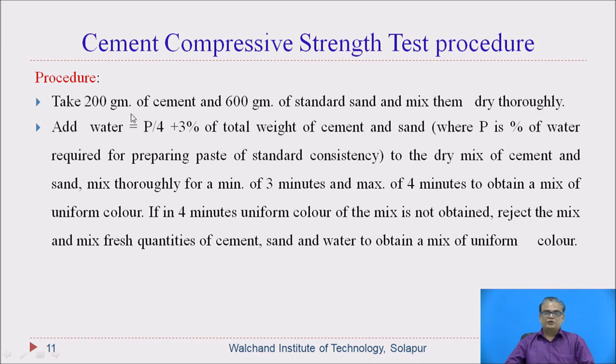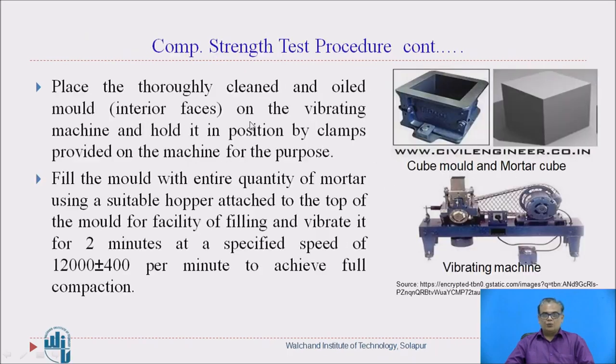Now let us see the procedure. Take 200 gram of cement and 600 gram of standard sand and mix them dry thoroughly. Now add water of P/4 + 3% of the total weight of cement and sand. Remember, in this P is the percentage consistency, the percentage of water which is obtained in the consistency test. And the total weight of cement and sand is 800 grams, right? So that much water is added.